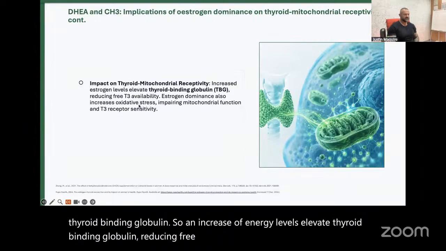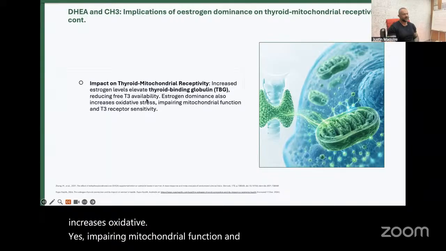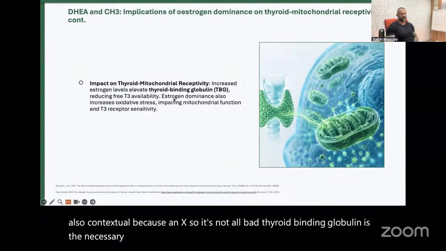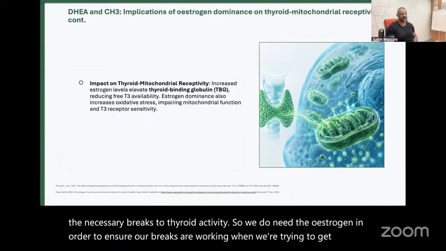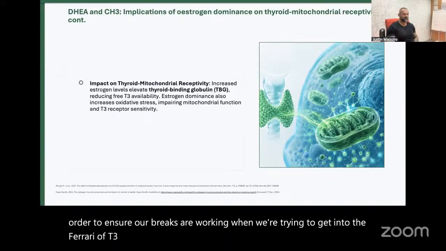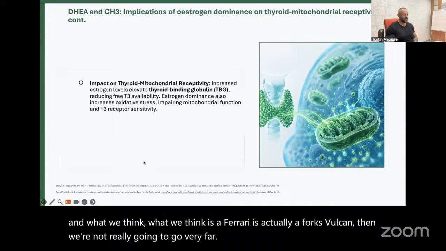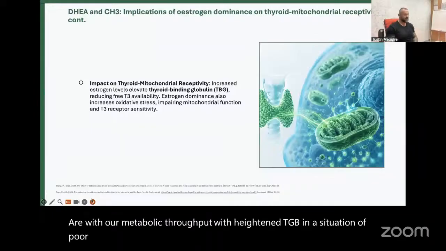Estrogen dominance also increases oxidative stress, impairing mitochondrial function and T3 receptor sensitivity. So this is also contextual, it's not all bad. Thyroid binding globulin is the necessary brakes to thyroid activity. So we do need estrogen in order to ensure our brakes are working when we're trying to get into the Ferrari of T3 activity. However, if the brakes are so strong and what we think is a Ferrari is actually a Volkswagen, then we're not really going to go very far with our metabolic throughput with heightened TBG in a situation of poor T3 efficacy or availability.